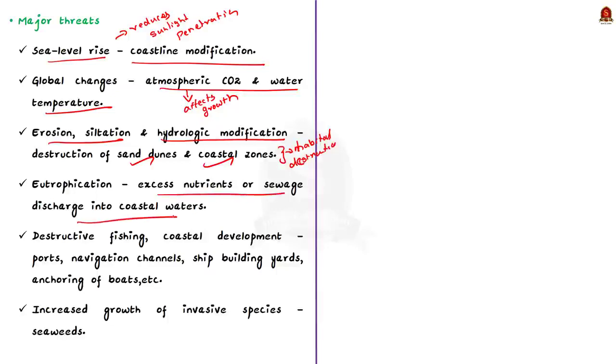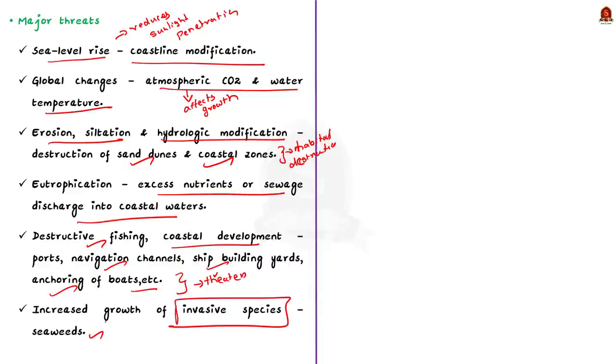Anthropogenic activities like destructive fishing, coastal development like ports, navigation channels, shipbuilding yards, anchoring of boats, etc., all threaten the survival of seagrass. Finally, seagrass are also threatened by the increased growth of invasive species like seaweeds. Okay. See, these are some major threats faced by seagrass.